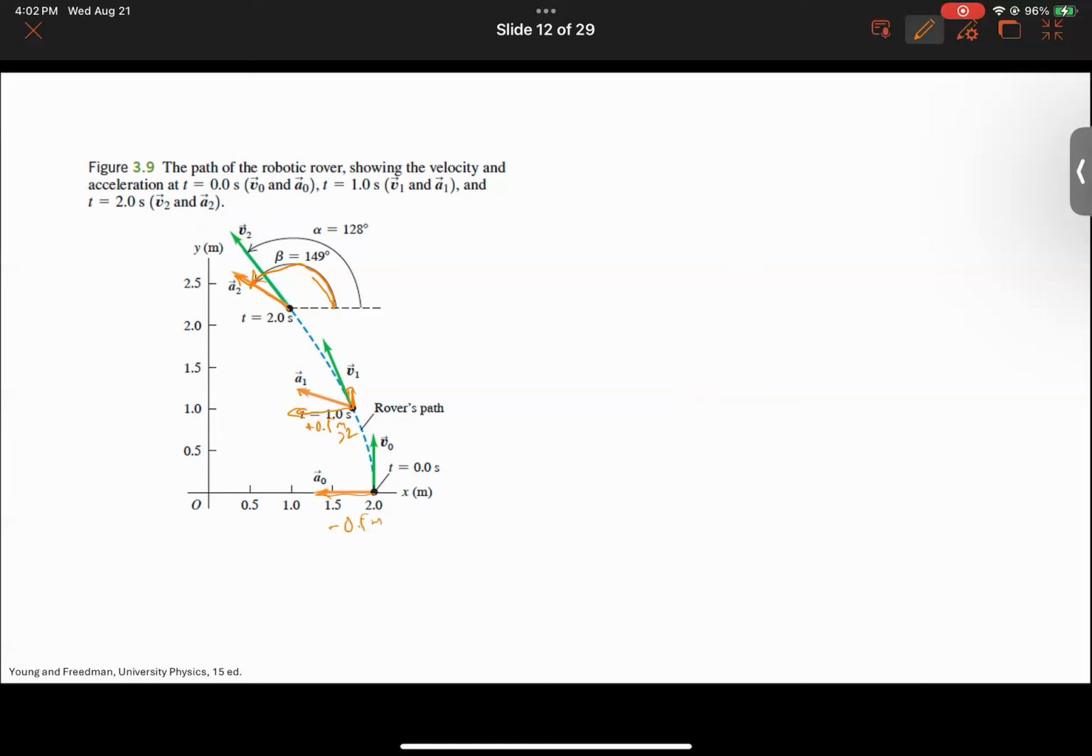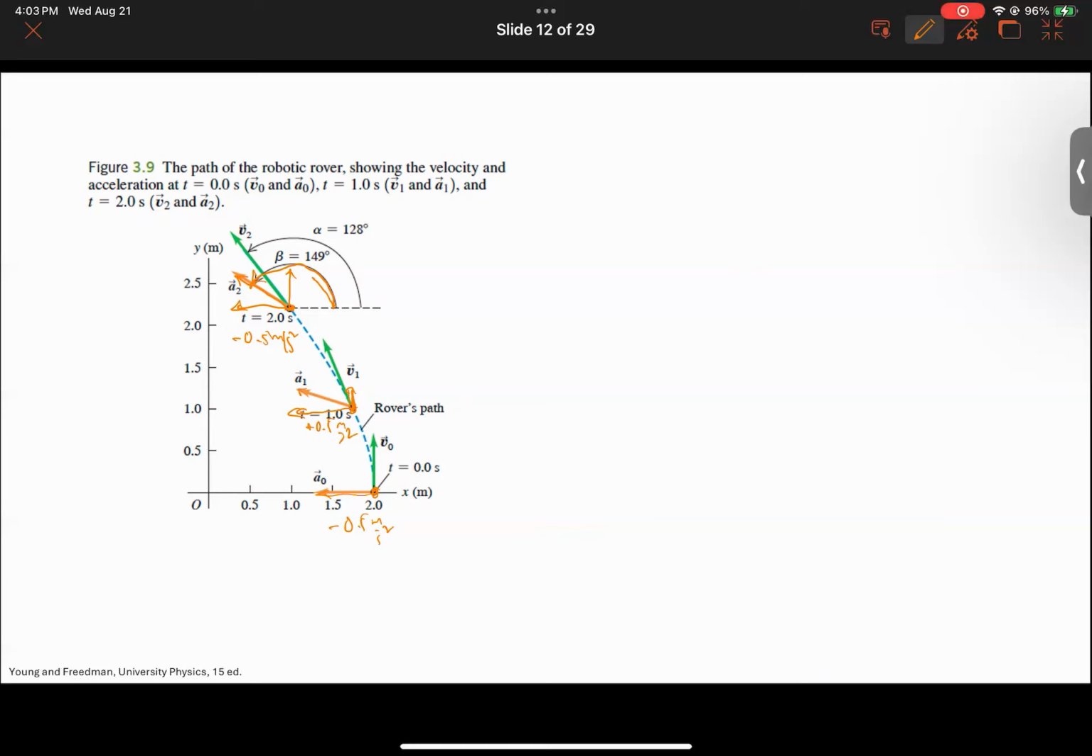Ito ay negative 0.5 meters per second squared. Tapos ito yung x component niya rin dito is negative 0.5 meters per second squared. Pero yung y component niya ay nag-increase na. So 0 yung y component dito, dito nag-increase, and then dito yung y component ay equal sa 0.30 meters per second squared. Okay, so yan yung para sa acceleration vector. Now nakita natin dito na yung acceleration vectors can have x and y components.